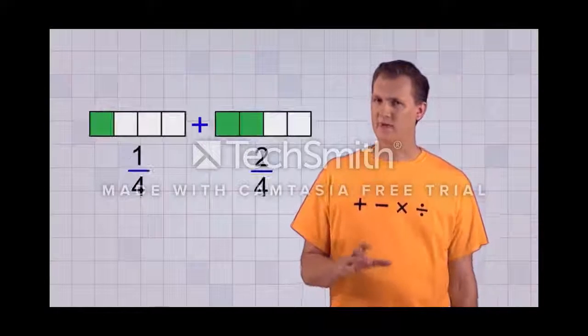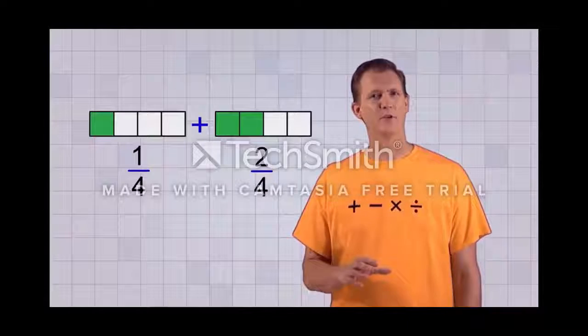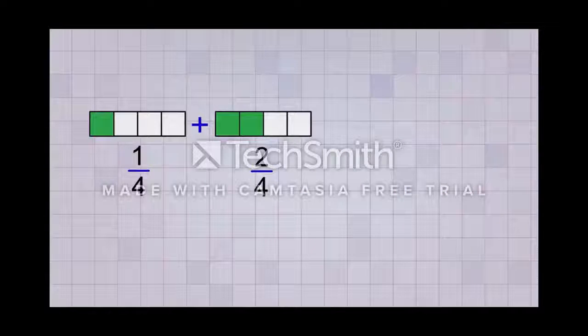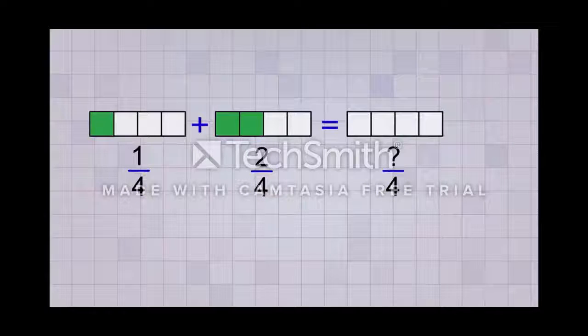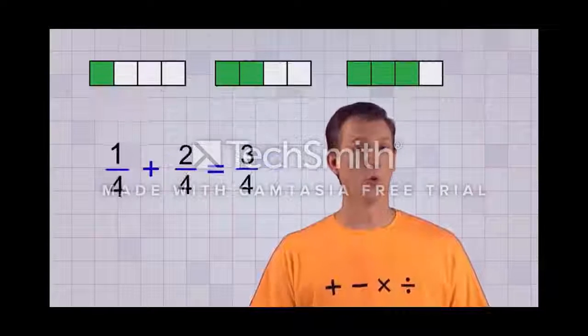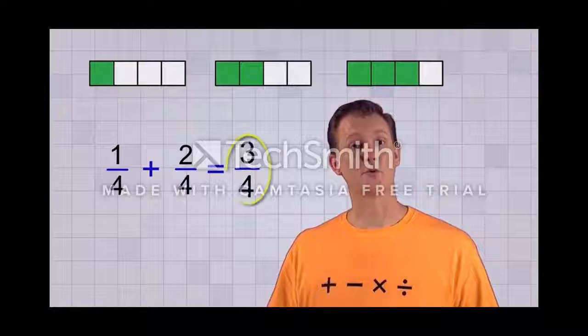Looking at the rectangles for these two fractions, we can add them visually just by rearranging the parts. Because all of the parts are fourths, our answer will also be fourths. We can just take this 1/4 from over here and combine it with these 2/4, and ta-da, 3/4. So 1/4 plus 2/4 equals 3/4.